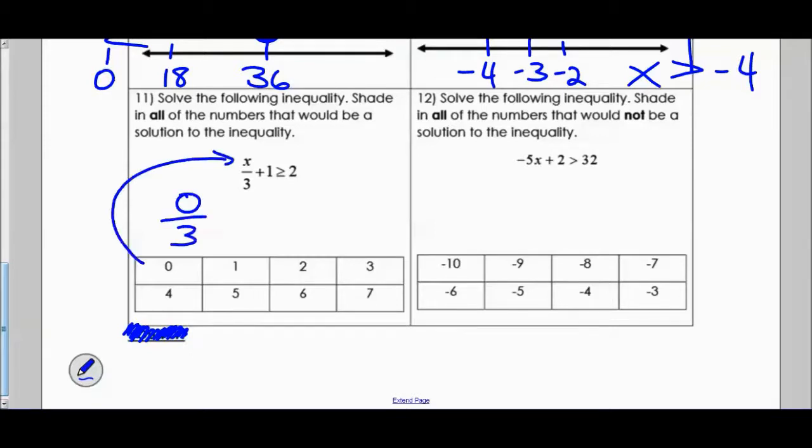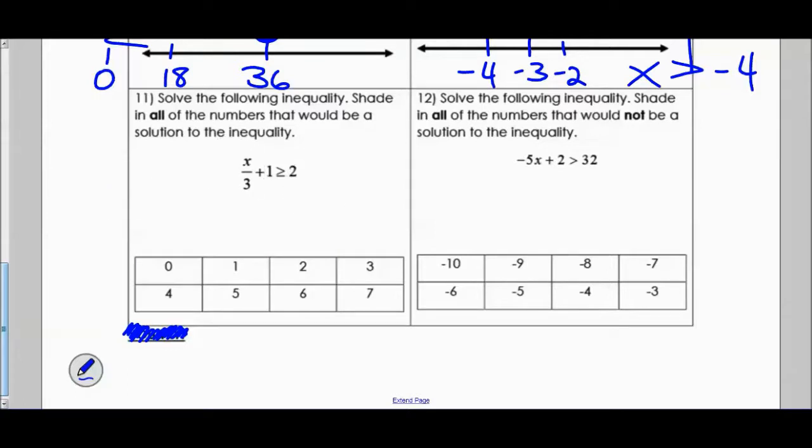0 divided by 3 plus 1 is greater than or equal to 2. If it's a solution, then that's going to be a true statement. Basically, the left side is greater than or equal to 2. If you plug that in, 0 divided by 3 is really just 0. So that's just 1. 1 is greater than or equal to 2 is not a true statement. So I know 0 is not a solution to this. There's a much faster way to do this. So we could go ahead and plug in the rest of the 7 numbers. I'm not going to do that.